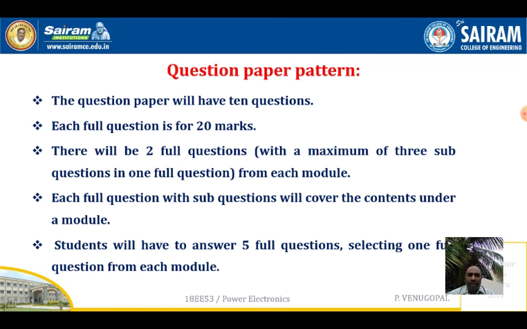The final thing is the question paper pattern. What is the question paper pattern for this subject in the final external examination or final VTU examination? The question paper will have 10 full questions, each for 20 marks. There will be 2 full questions with a maximum of 3 sub questions in one full question from each module. Each full question with sub questions will cover the contents under a module. Students will have to answer 5 full questions, selecting one full question from each module.